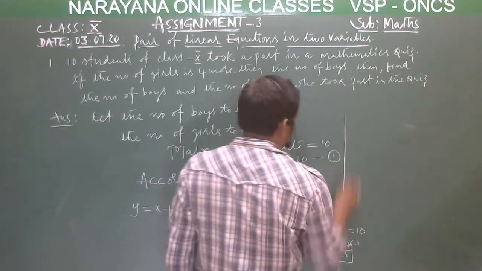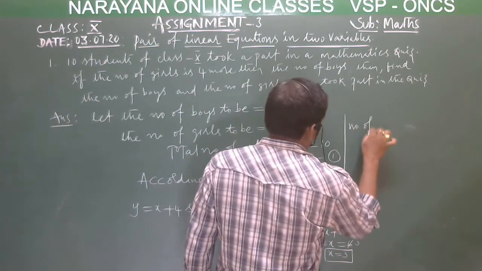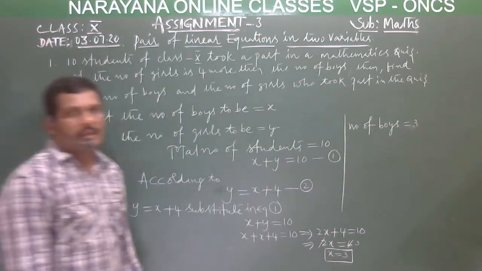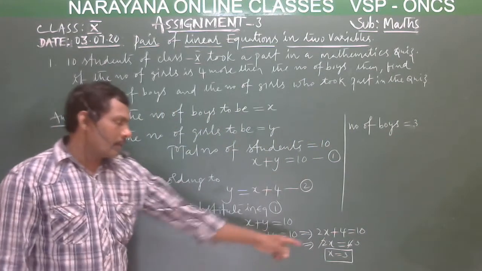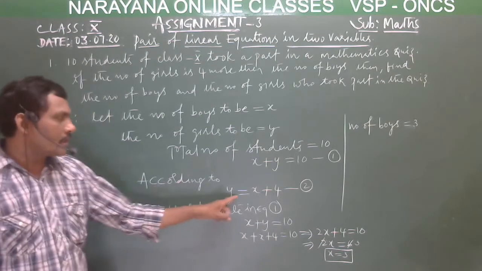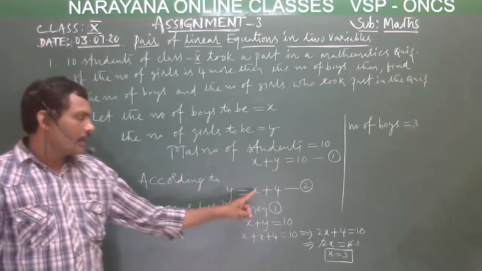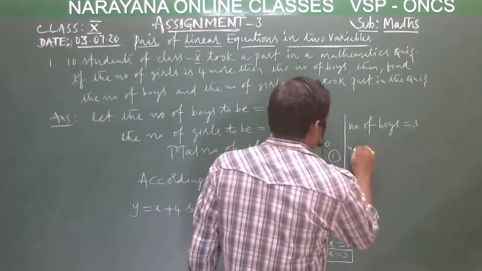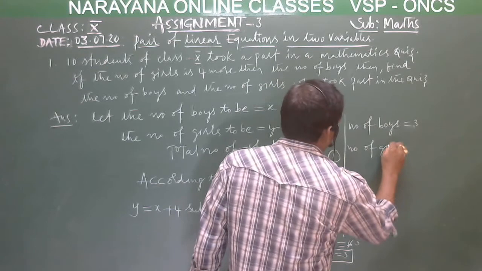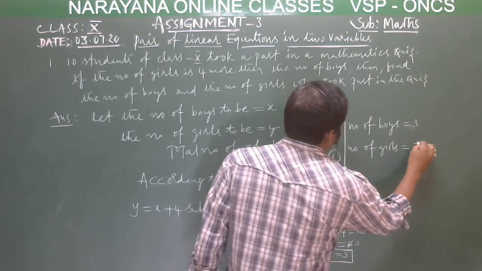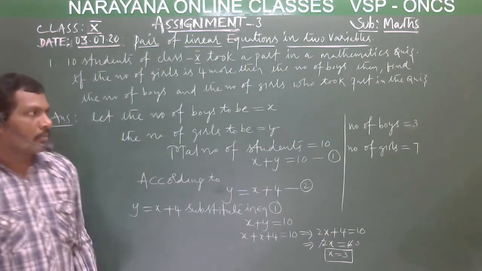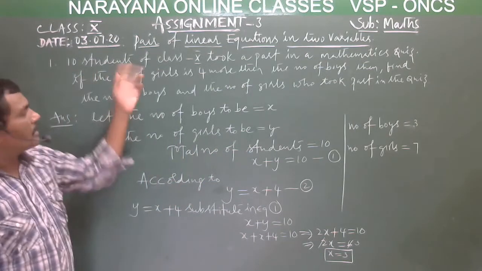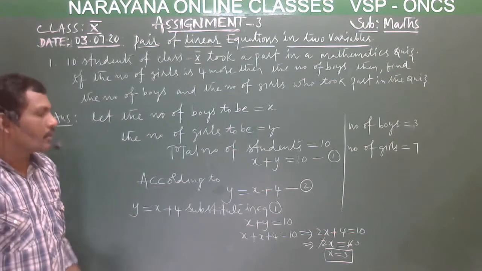Number of boys equal to 3. Number of girls: now substitute the x value in y is equal to x plus 4. x value 3, 3 plus 4 is 7. The number of girls is equal to 7. So number of boys 3, number of girls 7, total 10. It is the number of students also 10. So now the second question.